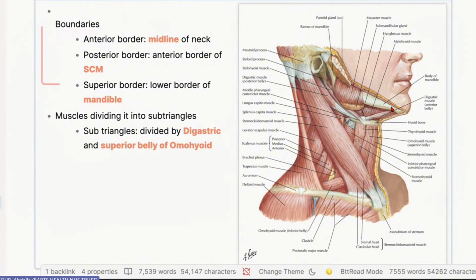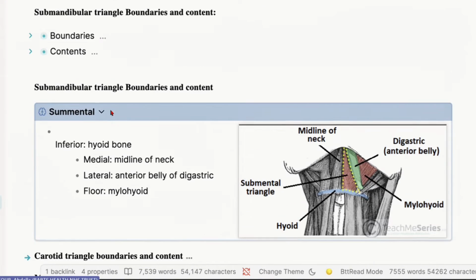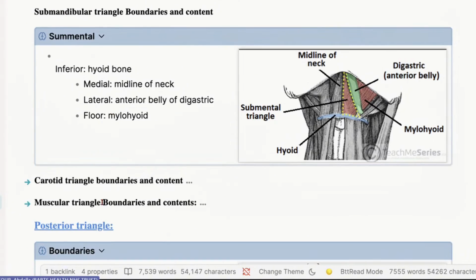What divides them? 2 muscles that divide them. What are these 2 muscles? The anterior and posterior belly of the digastric muscle and the superior border of the omohyoid. The superior belly of the omohyoid muscle. All right. Can you tell me the contents of the carotid triangle?